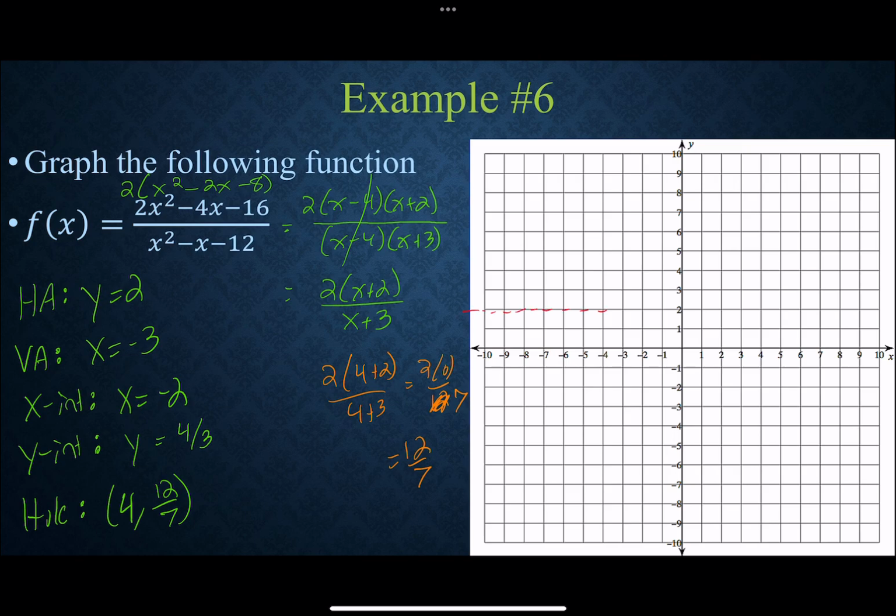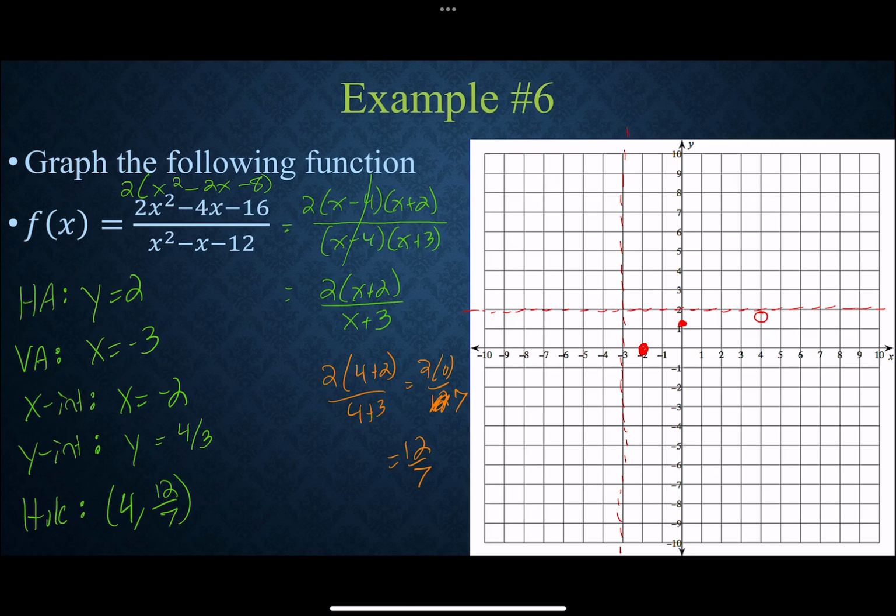So we do our dotted line at 2. Vertical at -3, so we do our vertical dotted line at -3. X-intercept at -2. Y-intercept at 4/3, so it's a little bit above 1. The hole is at 12/7, so it's above 1 as well. We'll do a hole there.